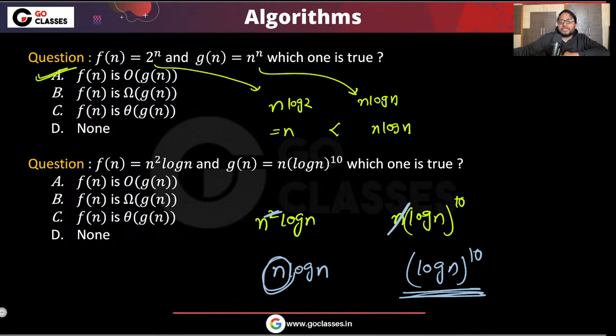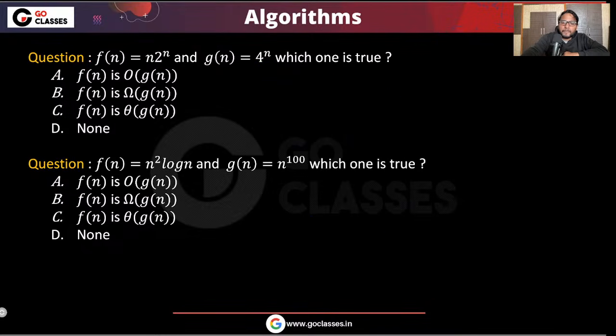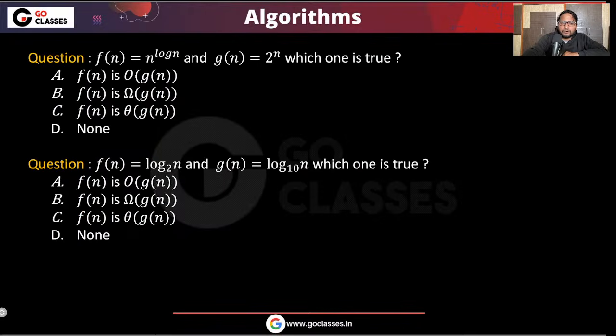Just this n. So that's why this is definitely greater. So what you can say? This fn is greater. That's why B is the correct answer here. Okay, B is the correct answer here. Understood? Cool. Okay. Now can you just solve this particular question?